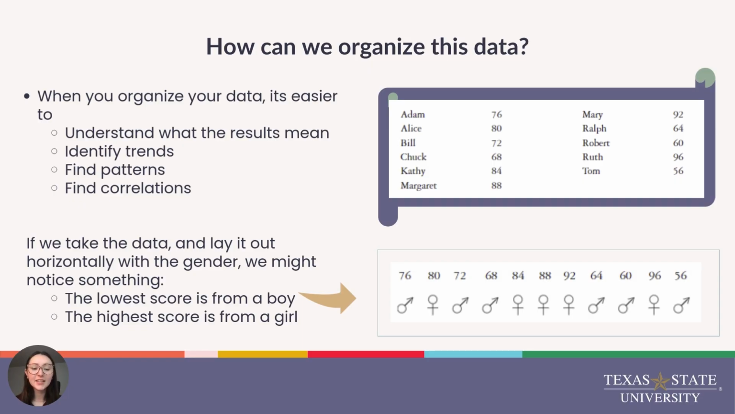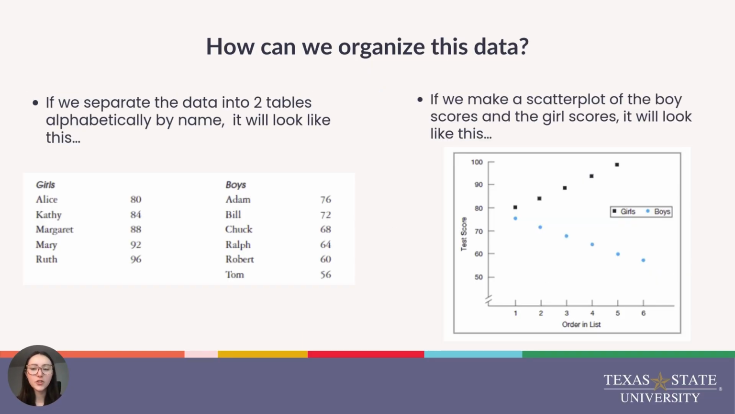So, if we take the data and lay it out horizontally with the gender, we might notice something. The lowest scores from a boy and the highest scores from a girl. So, organizing this data allowed us to find a pattern in the test scores. There are many different ways to organize your data. It's important to organize it in whatever way is going to help you find the trends and patterns of your data so you can start thinking about what your data actually means.